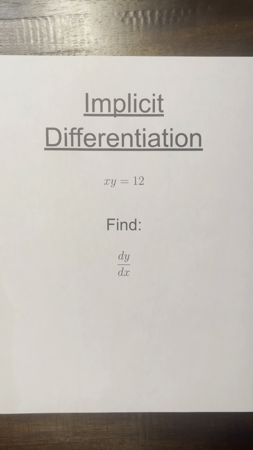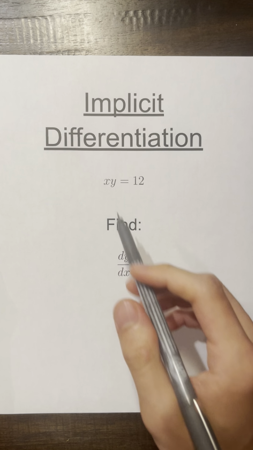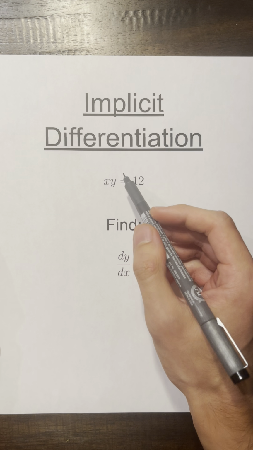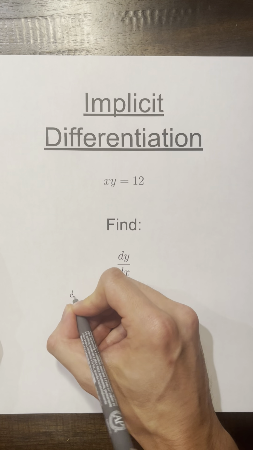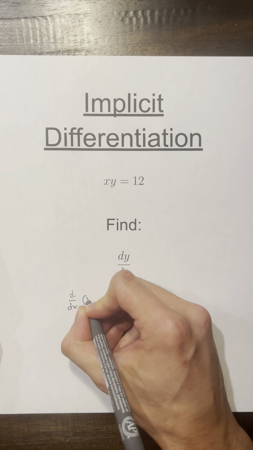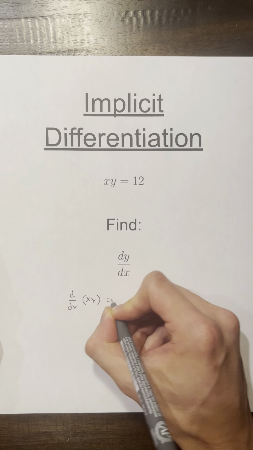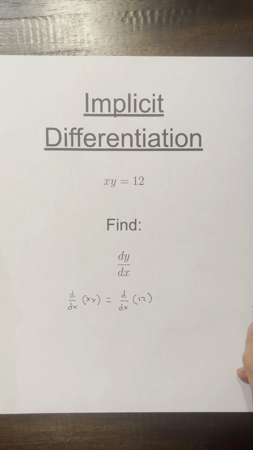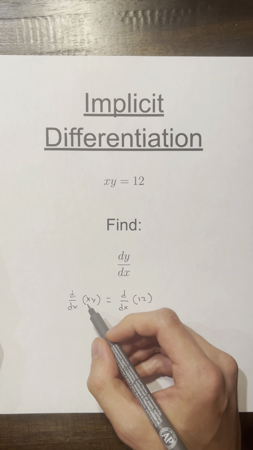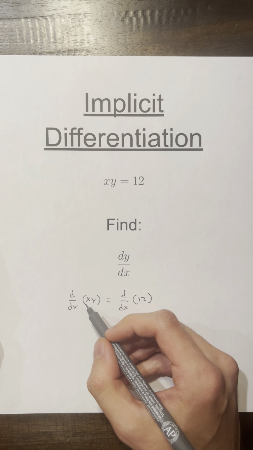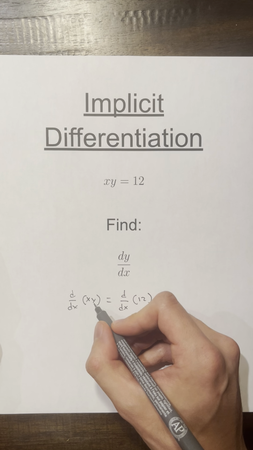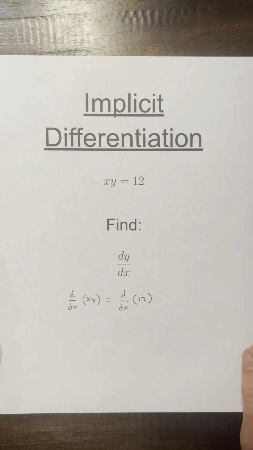Using implicit differentiation, find dy/dx when xy is equal to 12. So how do we do that? Well, step one would be to differentiate the entire equation. So take d/dx of the entire equation. Okay, now, what is d/dx of x times y? What is the derivative of x times y with respect to x?